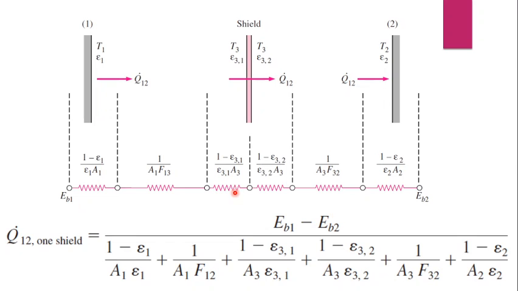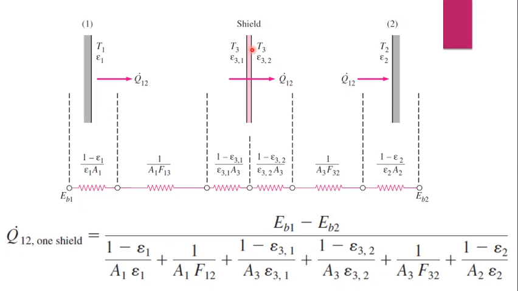After this radiosity you reach this resistance, that is the surface resistance of the shield toward the left. So this is one network between 1 and the shield. Now we are going to analyze the network between the shield and the second surface. In this generalized case, we are assuming that the emissivity of the shield on the left side is epsilon 31 and on the right side it is epsilon 32. Even the temperatures may be different or the same, it doesn't matter, because we have a generalized case.